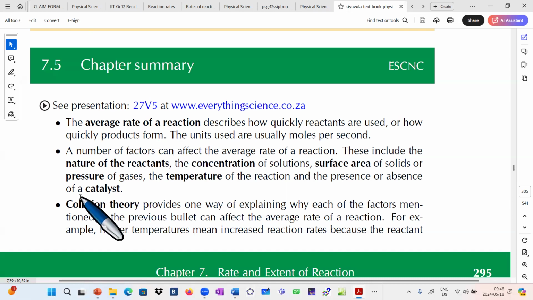Okay, I want us to look at this point. Very strong point, but very important. A number of factors can affect the average rate of a reaction. What are these factors? These include the nature of the reactants, the concentration of solutions, the surface area of solids, the pressure of gases, the temperature of the reaction, and the presence or absence of the catalyst. So you have 1, 2, 3, 4, 5, 6. We have discussed 6 different factors that affect the average reaction rate.